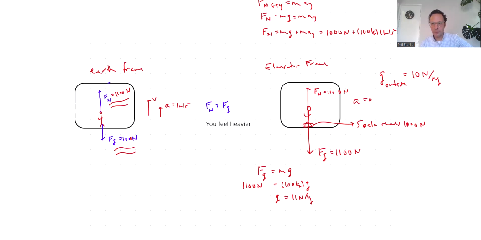But the gravitational field inside the box is equal to 11 newtons per kilogram. And from the point of view of the person inside the box, they multiply their mass by that value to figure out how heavy they feel and how much the scale reading will be. So with an elevator accelerating upward with a great acceleration value, I can simulate a very strong gravitational field for the person riding the elevator.